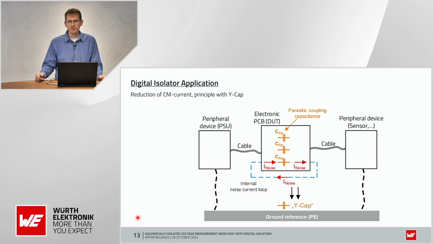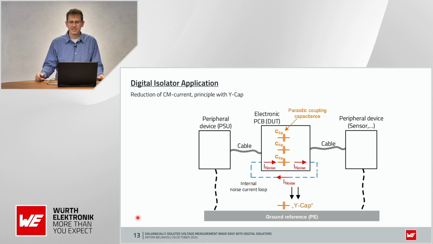As you can see on this slide, in the middle there is the digital isolator that provides galvanic isolation between input and output. It also has some parasitic coupling capacitance that can be a source of common mode interference. Usually, a design engineer uses an external Y capacitor for common mode noise reduction. But we would like to show you another approach.